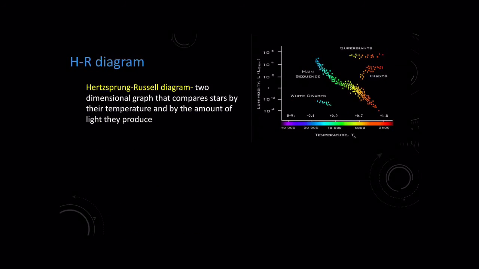Then our book talks about HR diagrams, the Hertzsprung-Russell diagram. It's a two-dimensional graph that compares stars by their temperature and by the amounts of light they produce. You could have giants and supergiants. These are bright and cool stars.